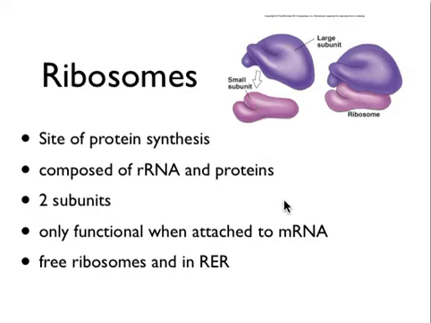There are free ribosomes floating around in the cytoplasm, and there are ribosomes attached to the endoplasmic reticulum, forming the rough endoplasmic reticulum. Usually what happens is we have this large subunit, and then mRNA is attached to it. Then the small subunit gets attached to it, and the ribosome goes along the mRNA, reading it and translating it into the protein, and then forming the protein.